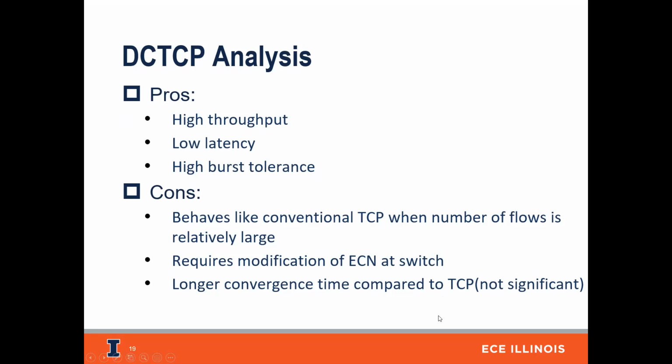DCTCP also has other disadvantages. When the number of flows is relatively large, DCTCP cannot deal with the TCP incast problem anymore, and the throughput falls back to that of conventional TCP. In addition, DCTCP requires the modification of ECN settings at the switches, as well as changes in end servers.